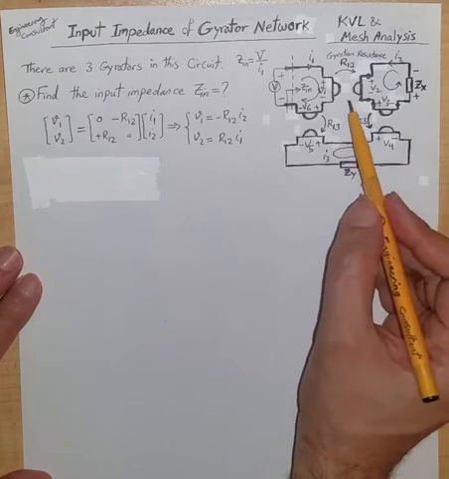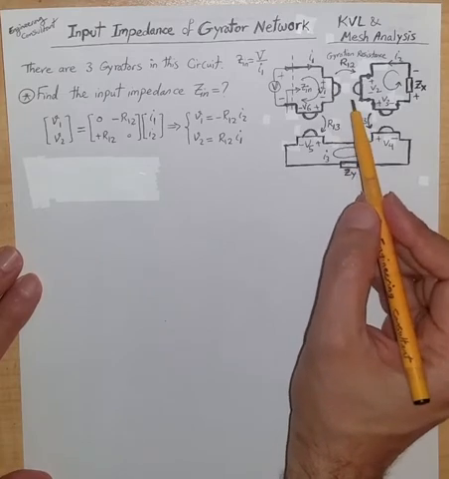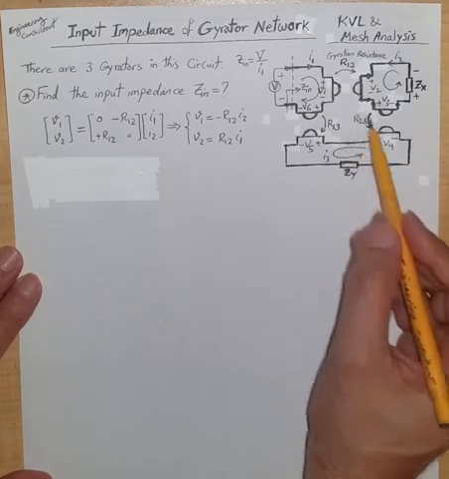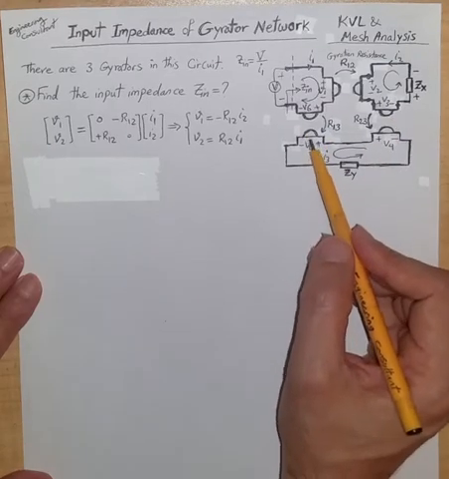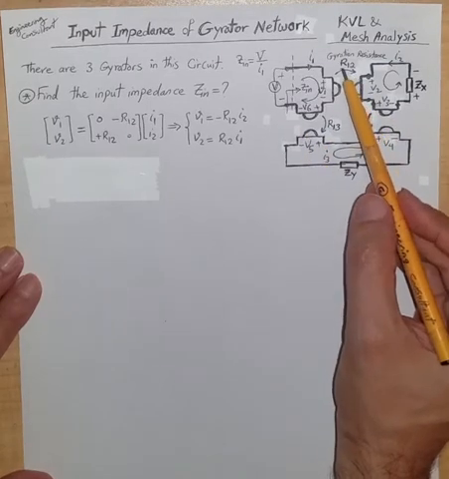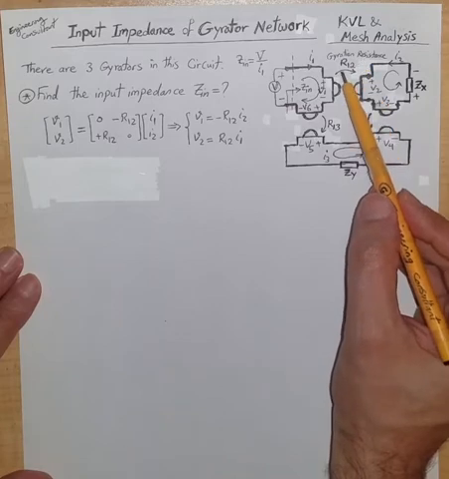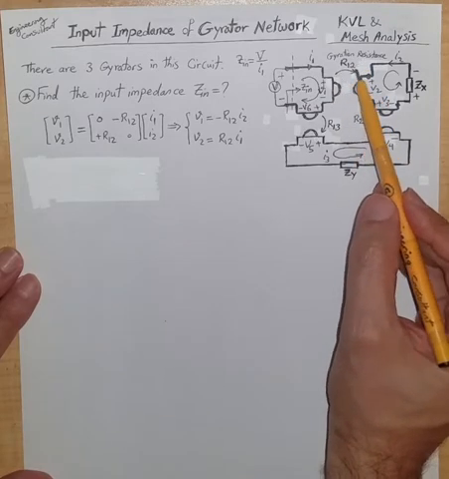There are three gyrators, and a gyrator is a two-port device. This is the first one, the second one, and the third one. A gyrator has one main parameter, which is gyration resistance. In this case, for this gyrator it is R12.